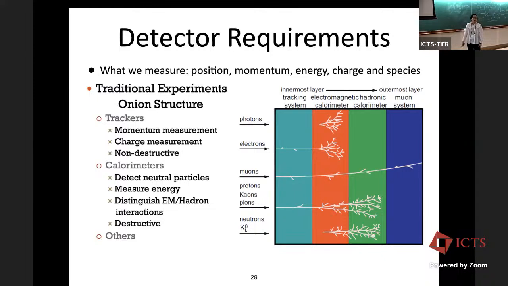Muons normally don't interact much with other material. So whatever deposits the energy, and whatever is left after a huge amount of material, is muon. So the muon detector you want to have in the most outer layer of the detector. Okay.